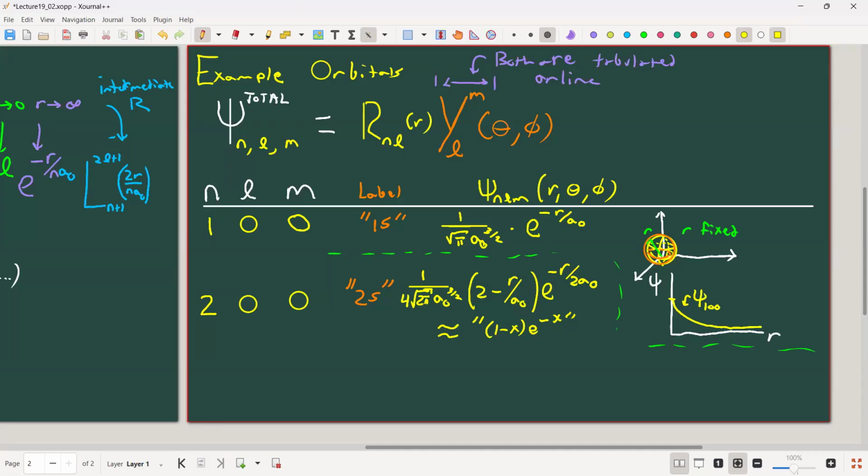There are going to be values of x or r here that are negative, where the wave function changes signs. Where r over a naught is a larger number than 2, this function should be negative. Not only that, there is a point where r over a naught is equal to 2, where this function is 0. So this function changes signs and goes to 0.